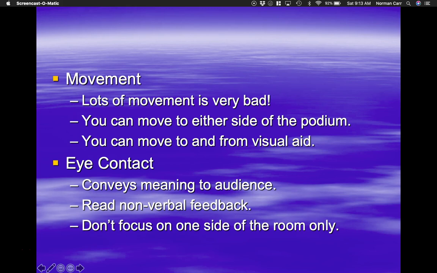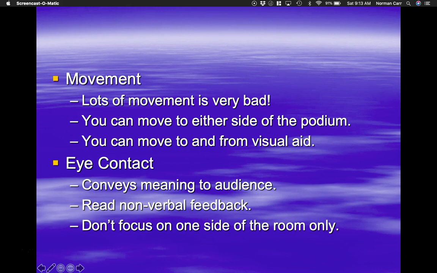Of course, lots of movement can be very bad. Constantly pacing back and forth on a stage is very, very distracting. But like I said before, you can move to either side of the podium if you want to. You're not going to really be using any visual aids in this one, so you don't have to worry about that. But when it comes to movement, if you do plan on moving, make sure to keep it limited.